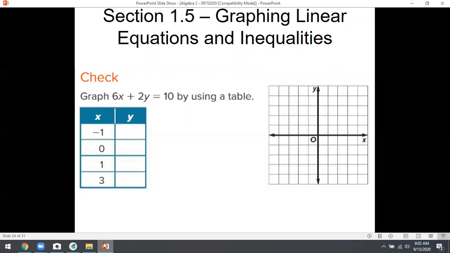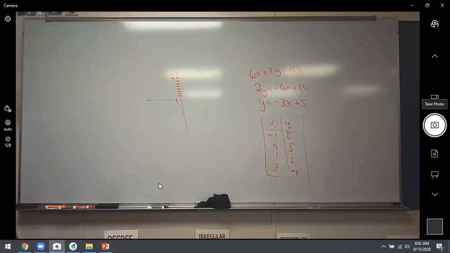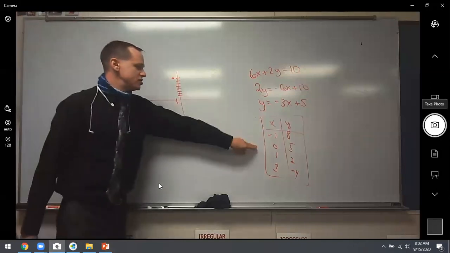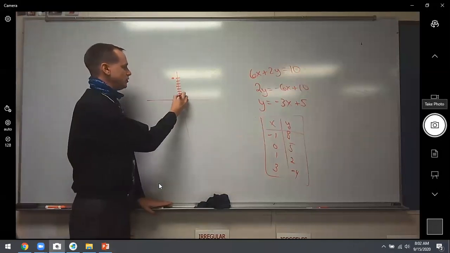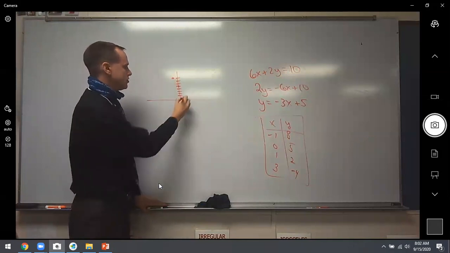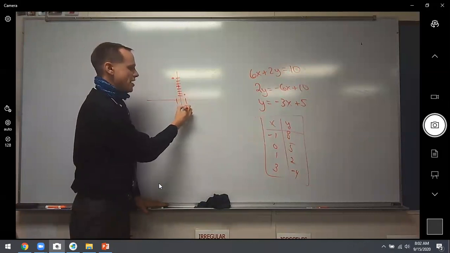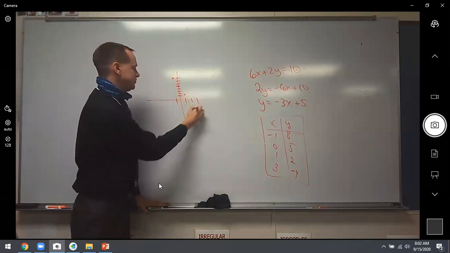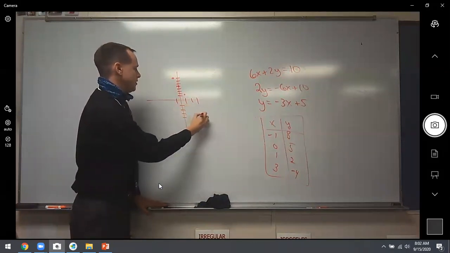So based on the table, you have a lot of coordinates. You know when x is negative 1, y is 8. Something like there. Then you know when x is 0, y is 5. So 1, 2, 3, 4, 5. You know when x is 1, it's 2. And when x is 3, it's down at negative 4. 1, 2, 3, 4, something like this.